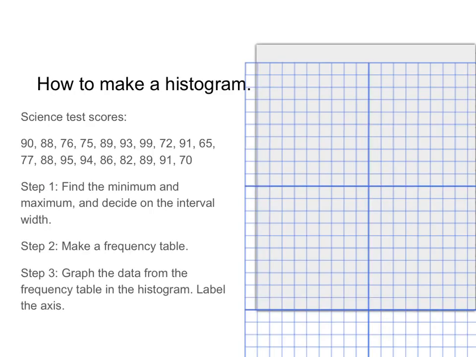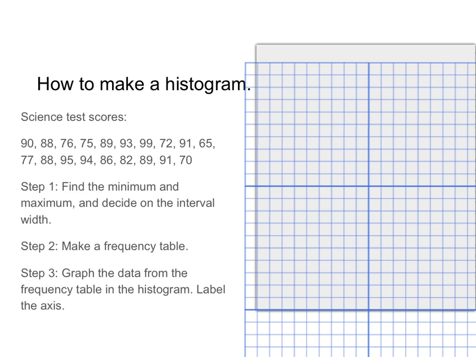All right, so now let's learn how to make a histogram. We're going to use some example test scores from a science test. There's a lot of numbers there. Start by writing them down. And then we're going to find the minimum and maximum. So that would be the smallest and the largest number. And that'll help us decide the interval width.